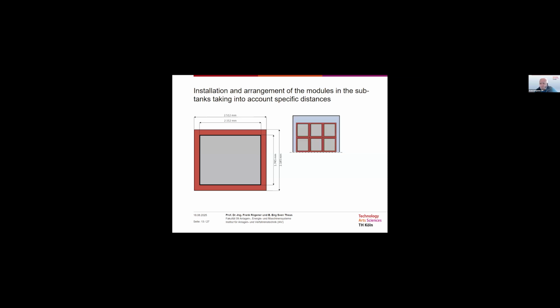So we came to 2 conclusions. It could be possible to install this respective kind of module either in variant 1 with 78 modules, or variant 2, as you can see, in a different setup with only 63 modules. And we concluded it's better to use variant 1. This means we can install 312 modules with an area of about 515,000 square meters.